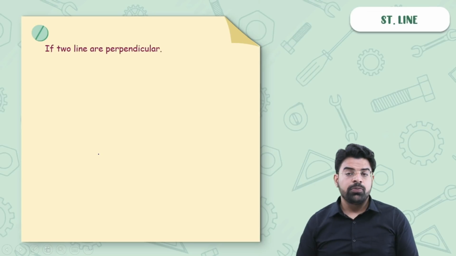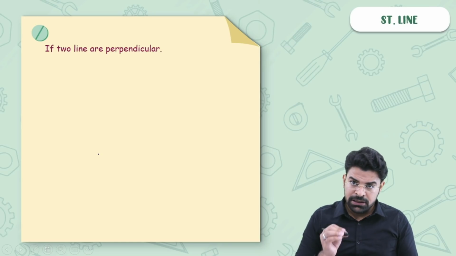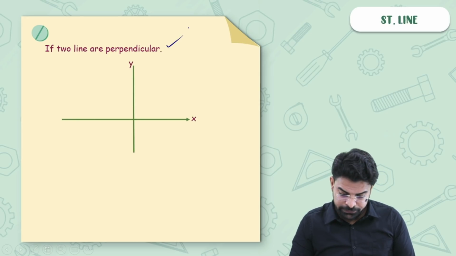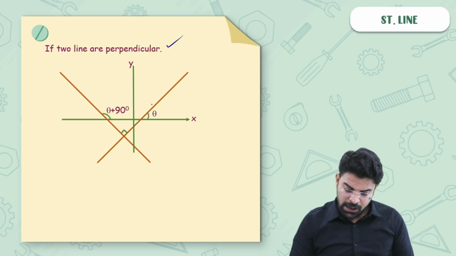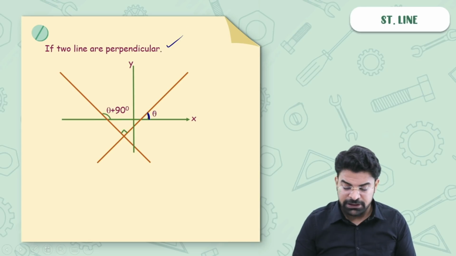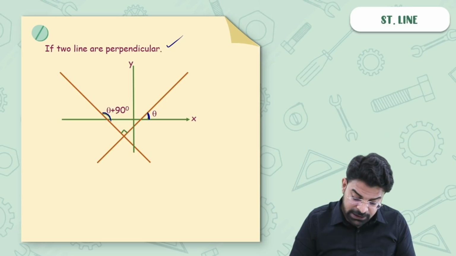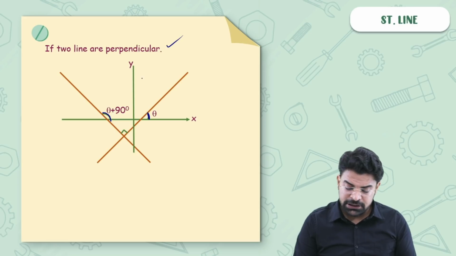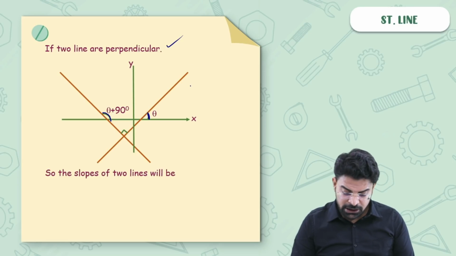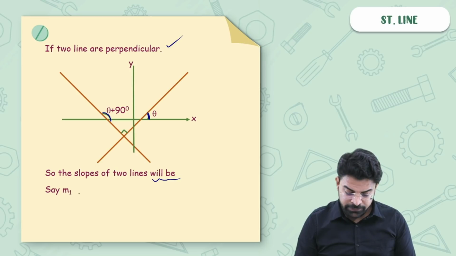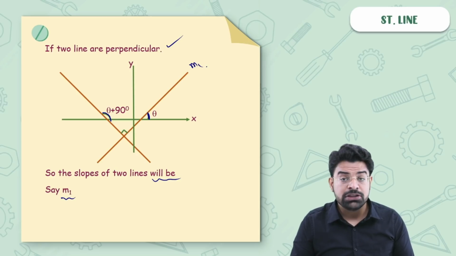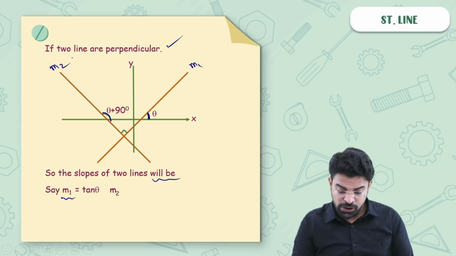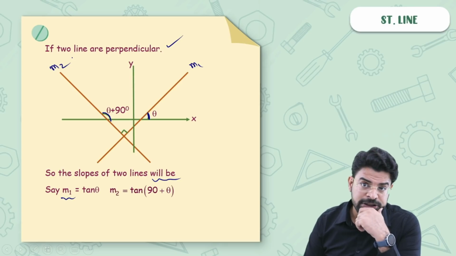So the last important point which we are going to discuss in this session is here. If two lines are perpendicular, then if the first line makes an angle theta with the x-axis, the angle made by the other line with the x-axis will be 90 plus theta. So if we consider the slopes of these two lines, the slope of the first line, say m1, will be nothing but tan theta, and the slope of the second line, say m2, will be equal to tan of 90 plus theta.